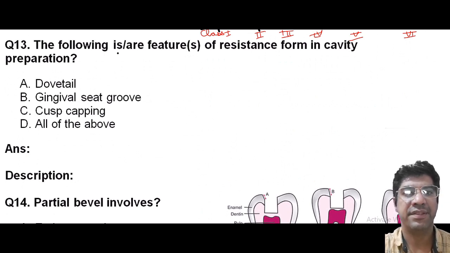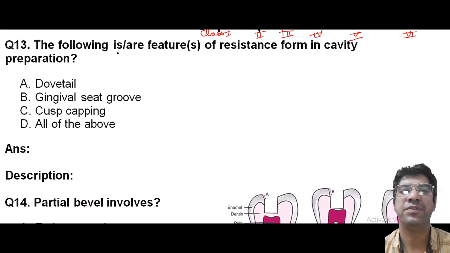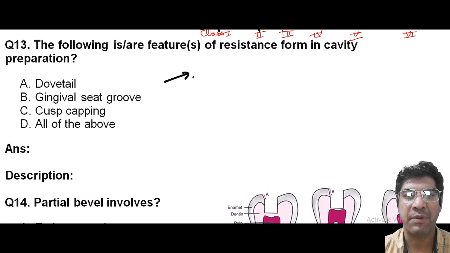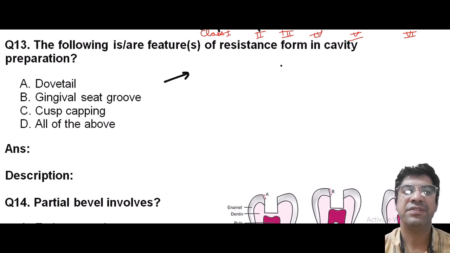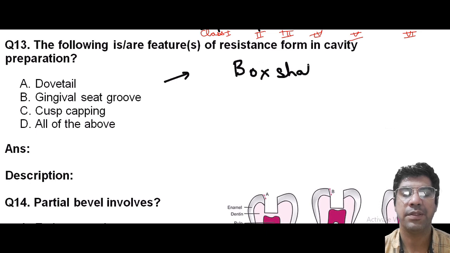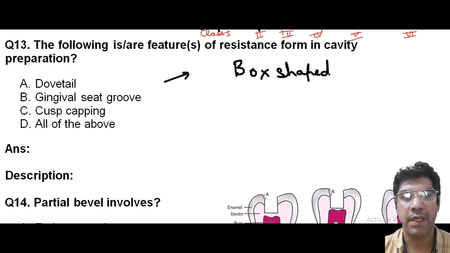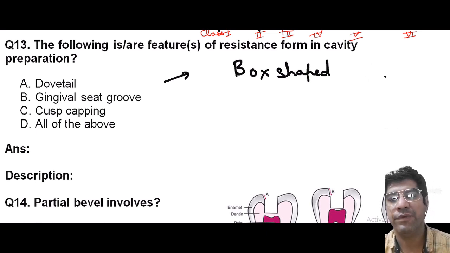The following are features of resistance form in cavity preparation. What is a resistance form? Primary resistance form refers to the shape and placement of the preparation walls in such a way that enables both the natural tooth and the restoration to withstand the stresses of the masticatory forces without fracturing. The factors that affect the resistance form are the amount of occlusal contact, type of restoration used, and amount of remaining tooth structure. Features of resistance form: number one is the box shaped preparation to enhance the restoration's resistance to occlusal loading. The preparation takes a box shaped configuration that presents with a flat pulpal and gingival floor, so that it helps the preparation to withstand the masticatory forces along the long axis.